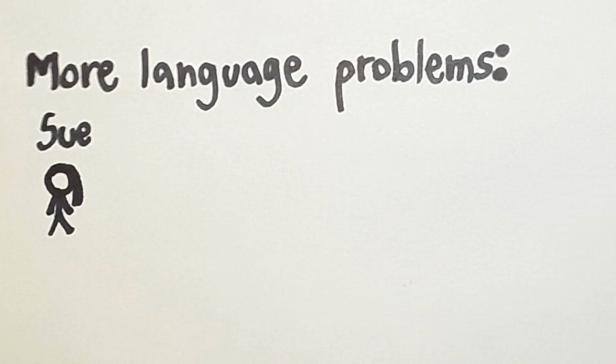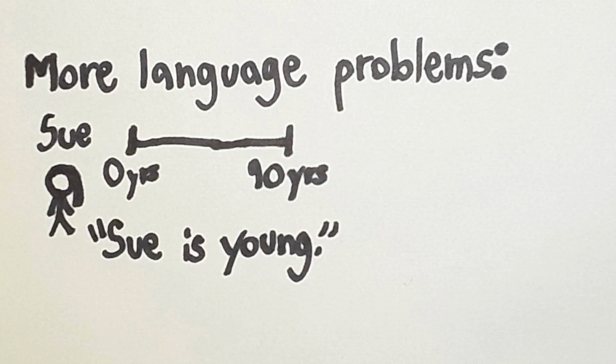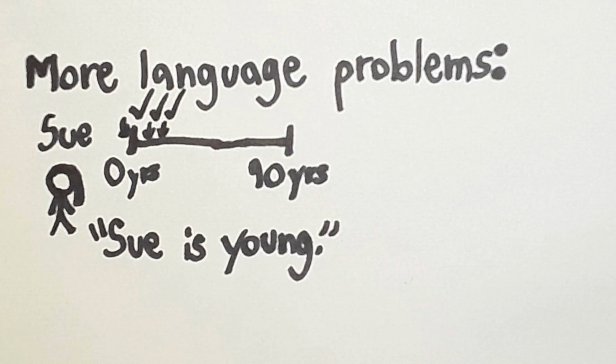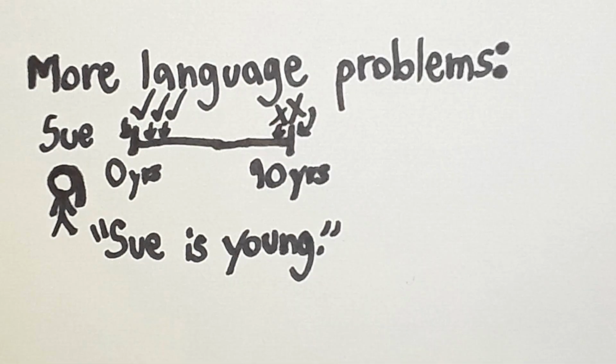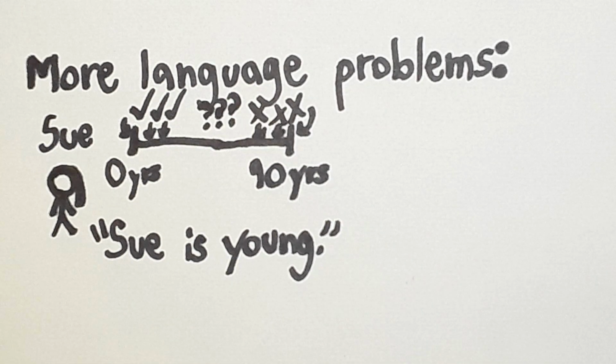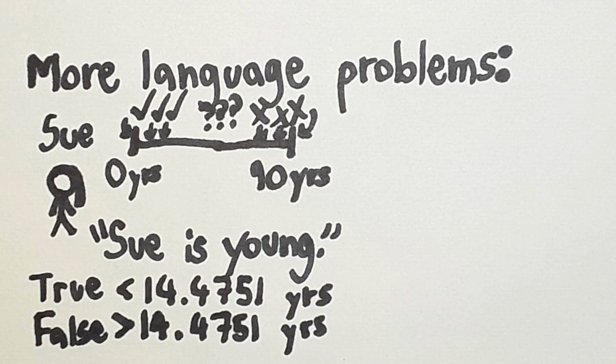This is Sue, who lives to be 90. If we say Sue is young, this would be true to say at the beginning of her life, and wrong to say at the end of her life. But when does it switch over from being true to false? Is there a very specific point in time when it went from being true to being false? But then, what defines that point in time?